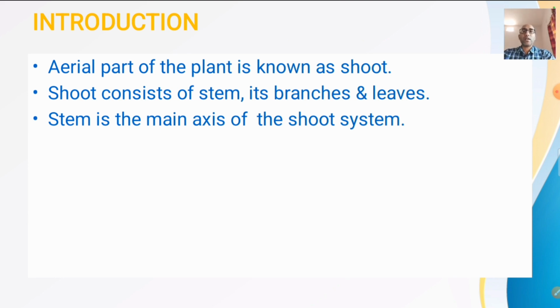The aerial part of the plant body is known as the shoot. You know it, and this shoot consists of stems, its branches and leaves. The stem is actually the main axis of the shoot system.